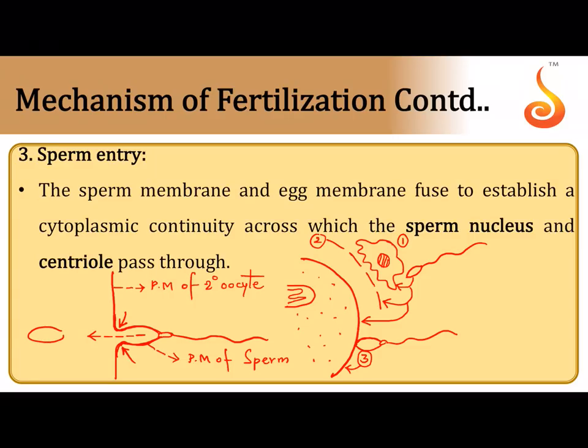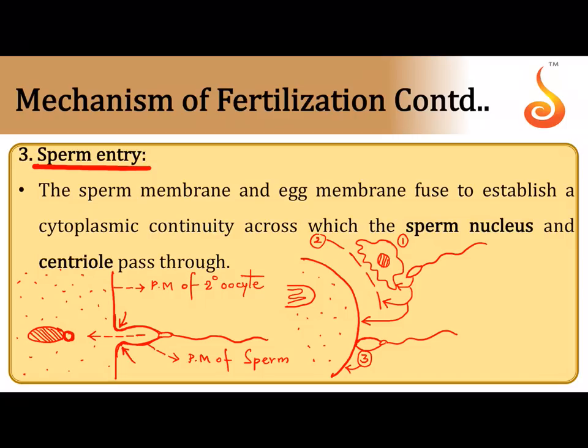So this is the nucleus of the sperm. And behind the nucleus there is a centriole. What do you call this centriole? Proximal centriole. So both of them enter. What's inside the plasma membrane? Cytoplasm of the secondary oocyte. Yes or no? So this is what is mentioned over here. This is what is called sperm entry.